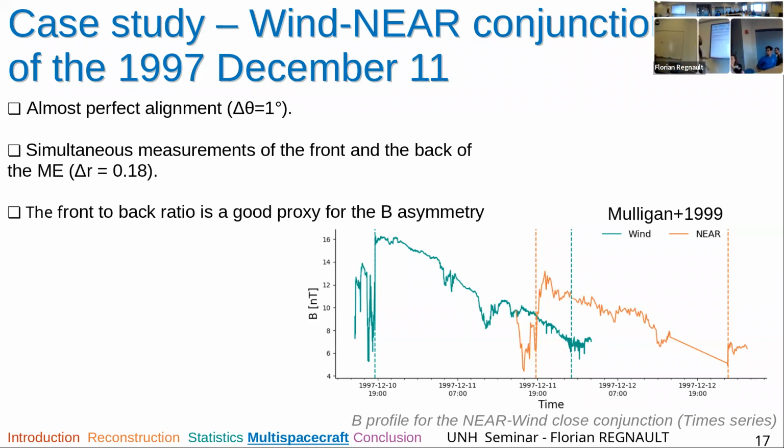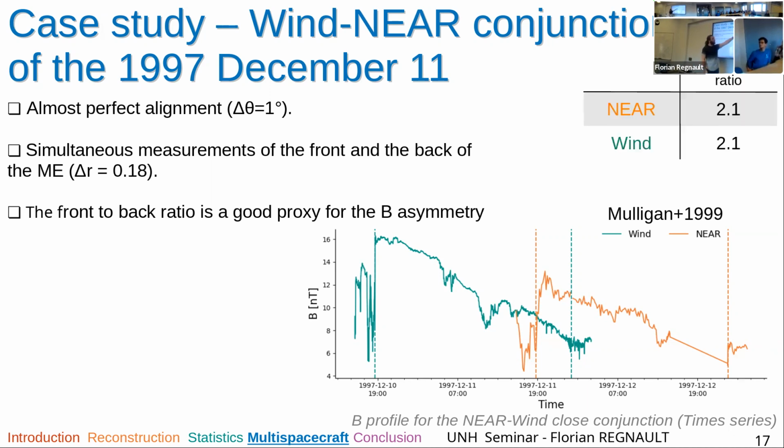Now, a way to quantify the asymmetry that we have here is to compute what we call the front to back ratio. It's just the ratio of the magnetic field here divided by the magnetic field that you have here. Since we have an almost linear trend for the CME, if the front to back ratio is 1, that would mean that the profile is quite flat. But in this case, we have a front to back ratio of 2.1. That means that we have a magnetic field which is 2.1 times greater at the front of the magnetic ejector than at the rear, right?